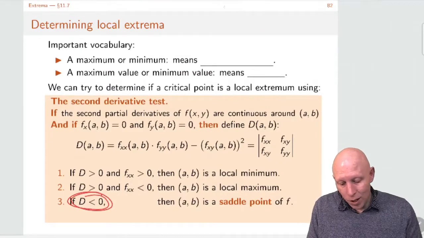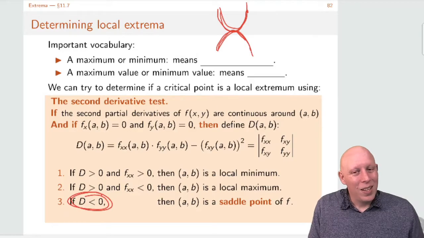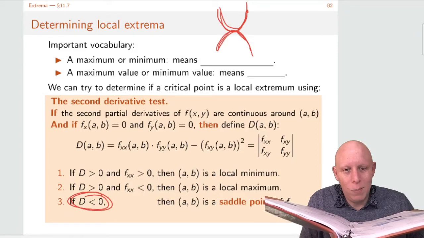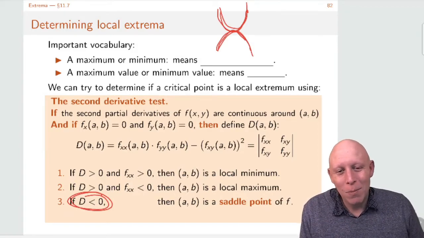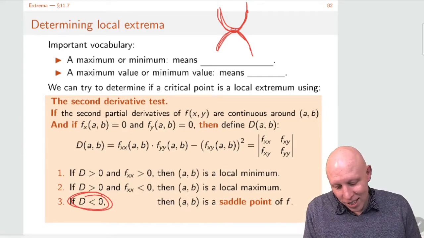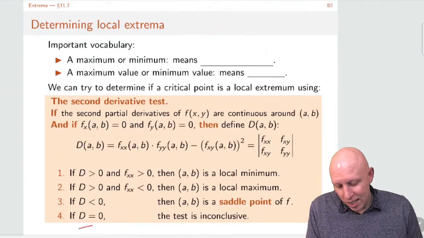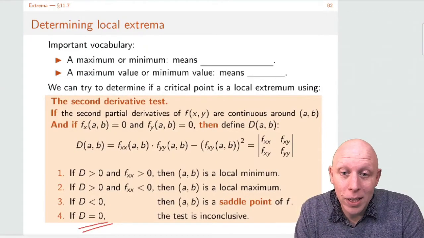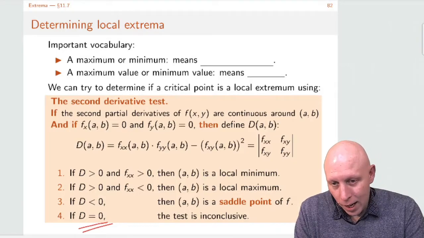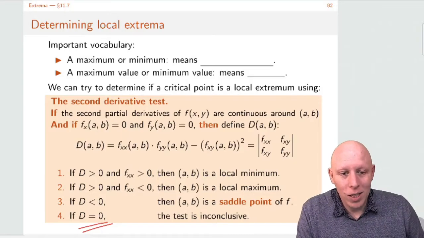If the discriminant is less than 0, then you're in the case we saw with the hyperbolic paraboloid. I always forget that name. The hyperbolic paraboloid that kind of looks like a Pringles chip. If you're in that case, this is called a saddle, and you have a saddle point. So if the discriminant is less than 0, you have a saddle point. But if D is equal to 0, so if you get a 0 discriminant, then the test is inconclusive. And so you'll have to figure out some other way whether you have a local extreme or not.